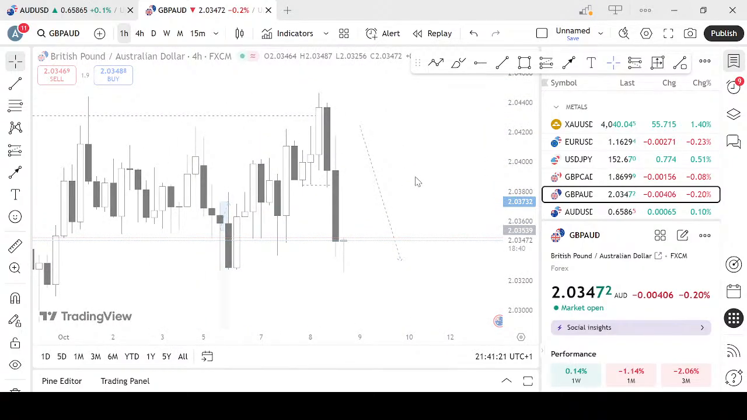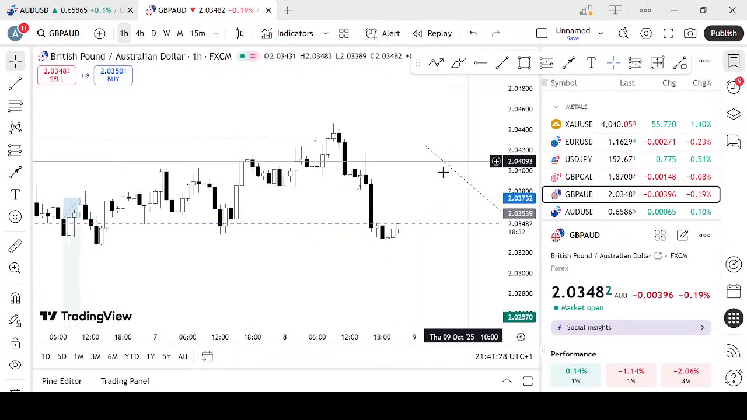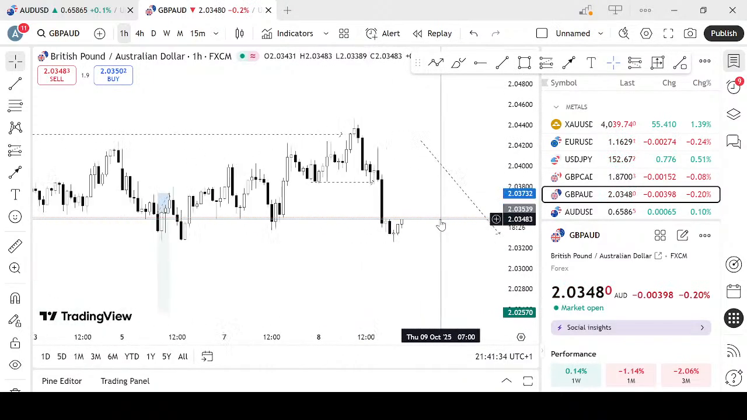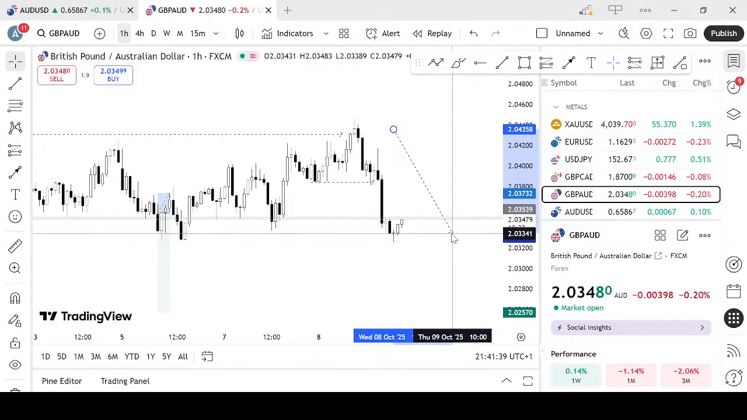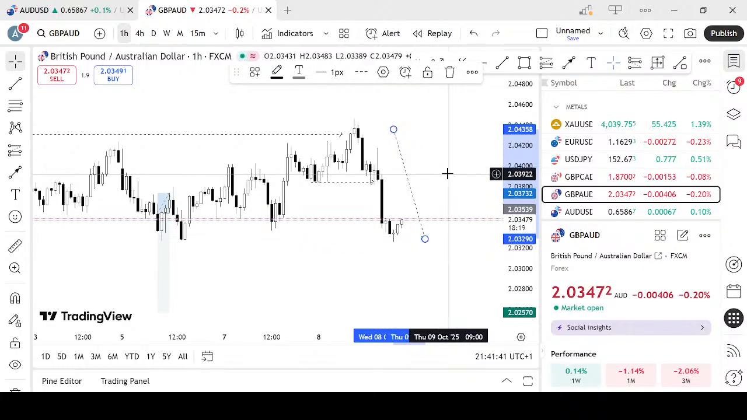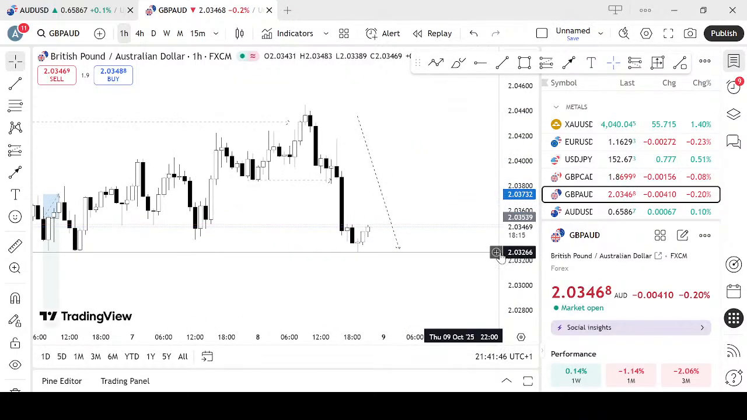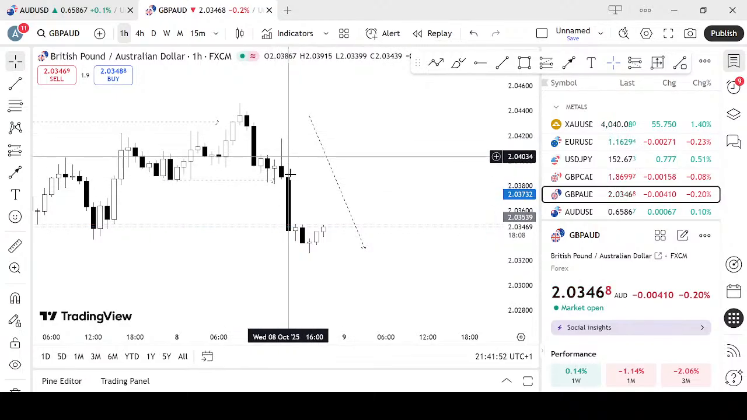GBP/AUD. So on the 1 hour, I'll be looking for bearish engulfing candles. Oh, this is a perfect one right here. But I could not enter that because I already had two losses today. And the rule is not to have more than two running risks per day. So I'm down 1% today. So this right here would have been a good entry if it was not larger than 20 pips.